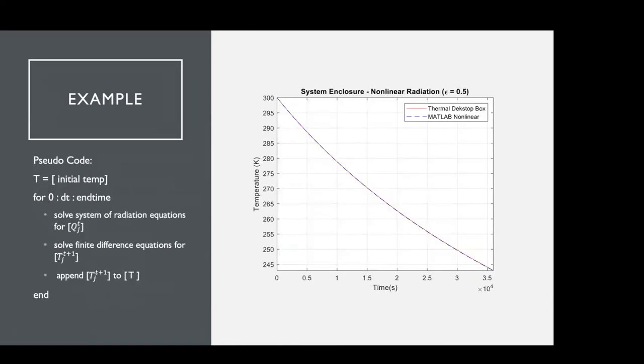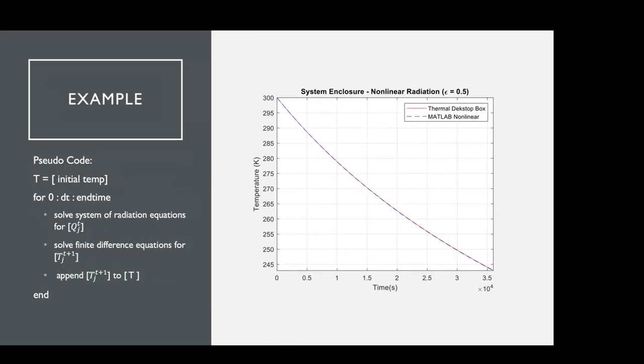So the pseudocode for this would be: you have an initial temperature, you solve your system of radiation equations for Q, which is your instantaneous net radiation loss. You then substitute that Q into your finite difference equation for temperature, and you just step through that over and over again, and you get a temperature profile, which here you can see is the temperature profile of that CubeSat. Then I compared it with Thermal Desktop as a validation method, and it matches really well.